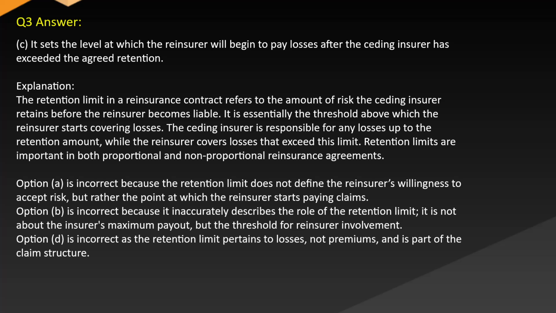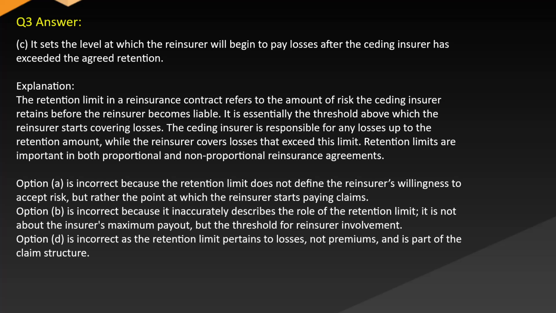Answer: C. It sets the level at which the reinsurer will begin to pay losses after the ceding insurer has exceeded the agreed retention. Explanation: the retention limit in a reinsurance contract refers to the amount of risk the ceding insurer retains before the reinsurer becomes liable. It is essentially the threshold above which the reinsurer starts covering losses. The ceding insurer is responsible for any losses up to the retention amount. The reinsurer covers losses that exceed this limit.